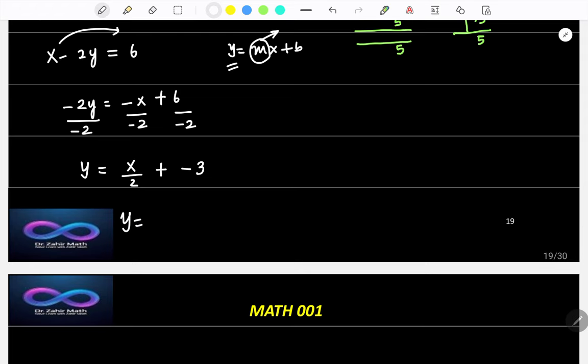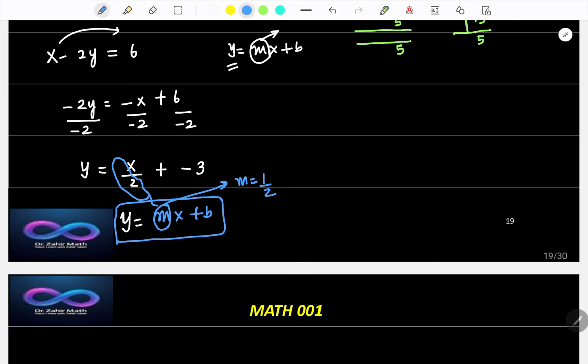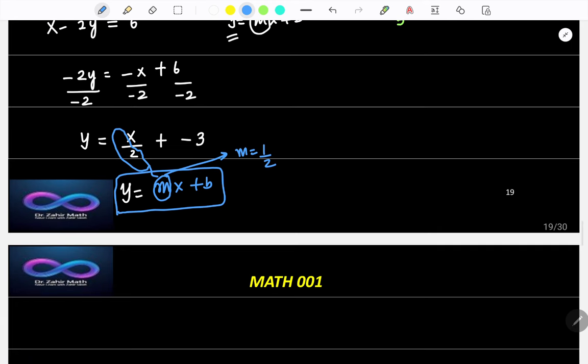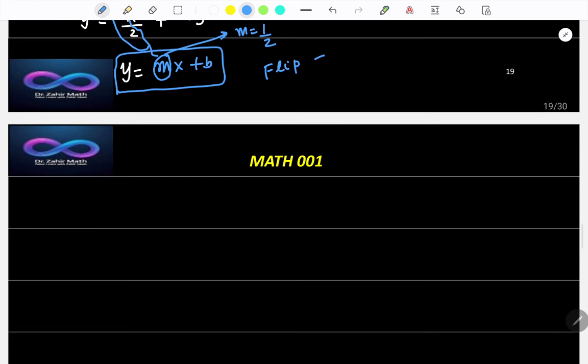So y is equal to x divided by 2 minus 3. So this is of the model y equals mx plus b. So what is your m from this? m is the coefficient of x. So what is your coefficient of x? m is equal to 1 over 2. Clear? What is the word given? Perpendicular. If it is perpendicular, what do you need to do? You have to flip and then minus. So since it is perpendicular, m is equal to, I flip this one and then I put minus, which is equal to minus 2.